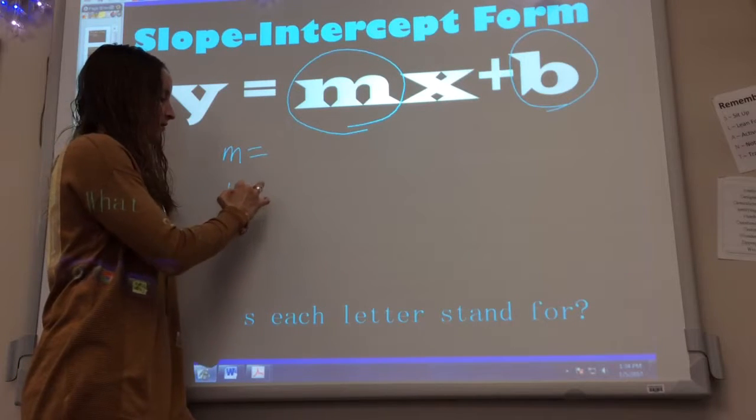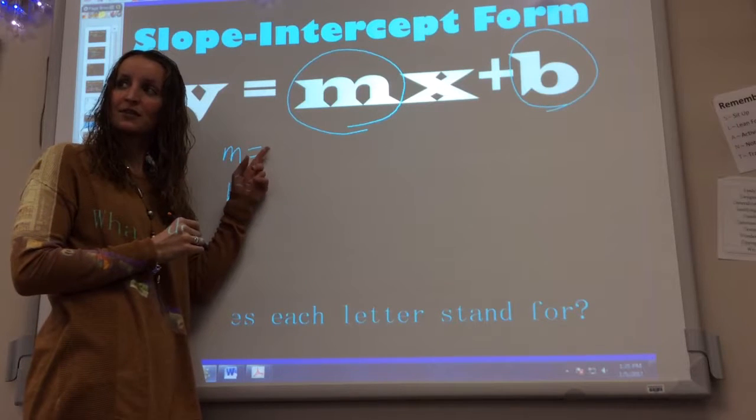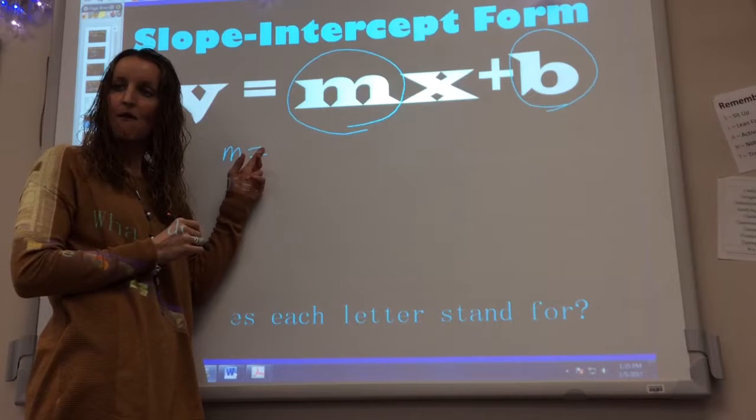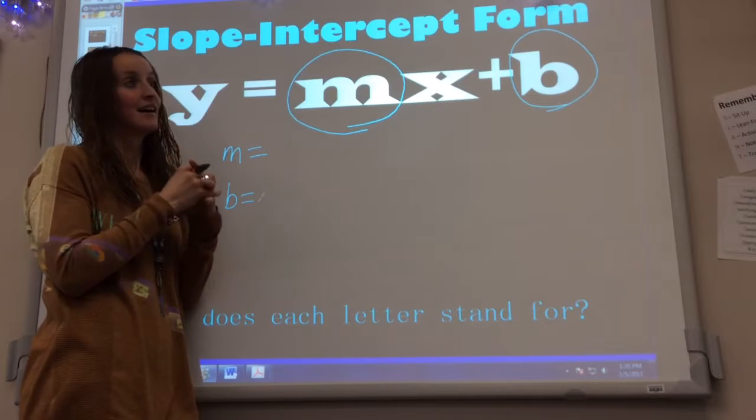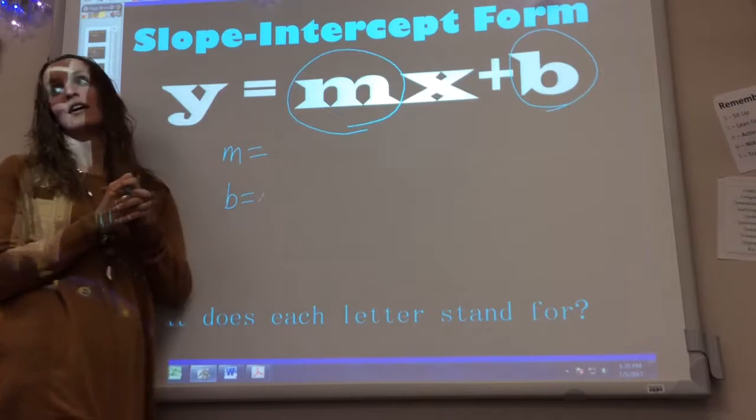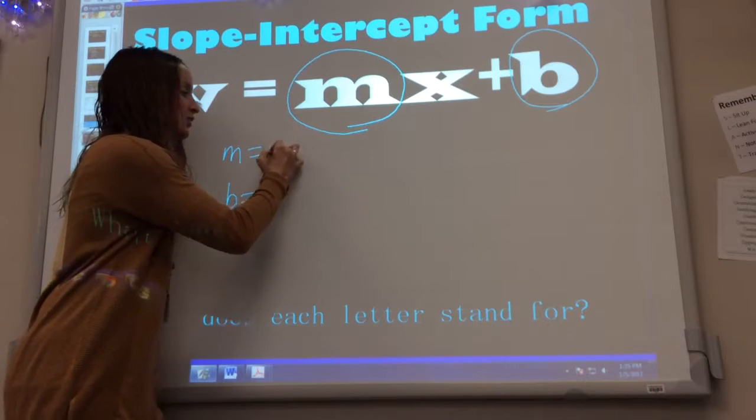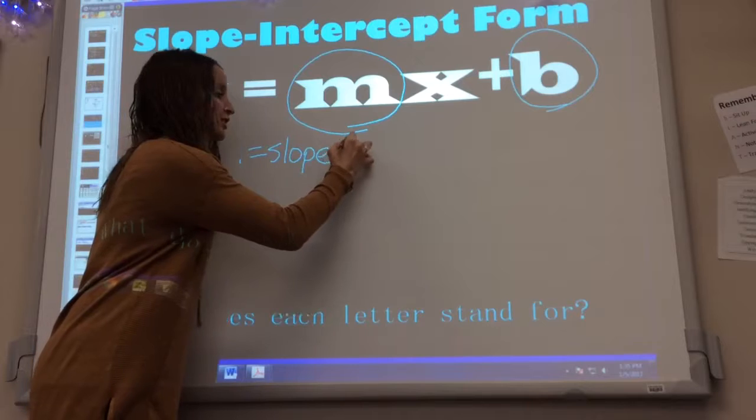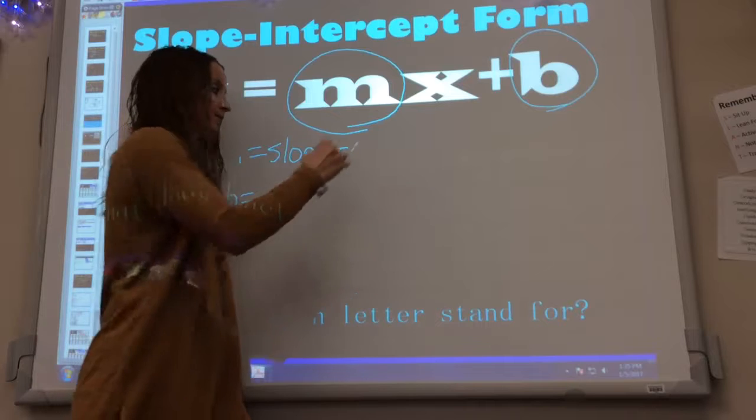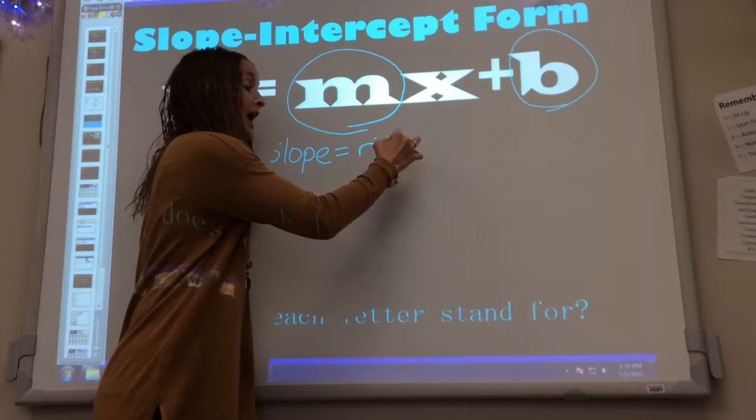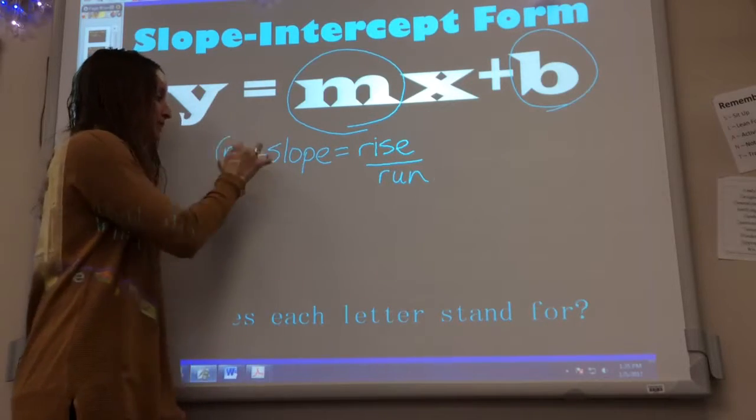What was everything we talked about yesterday? M stands for what? M stands for slope. Yeah. So M stands for slope. And we learned yesterday that slope is what over what? Rise over run. Very good. So that's what M stands for.